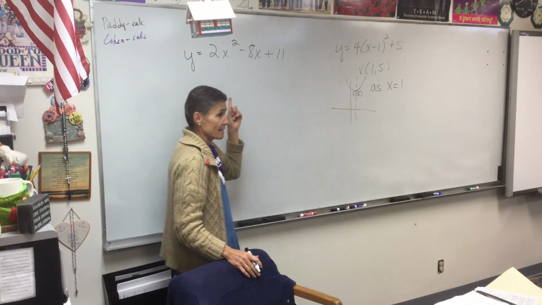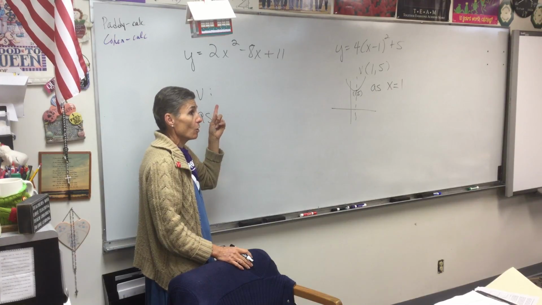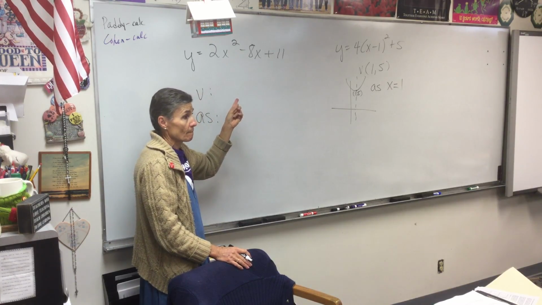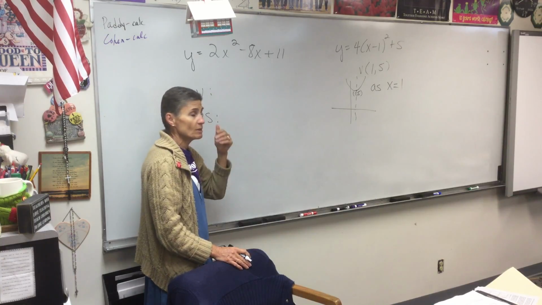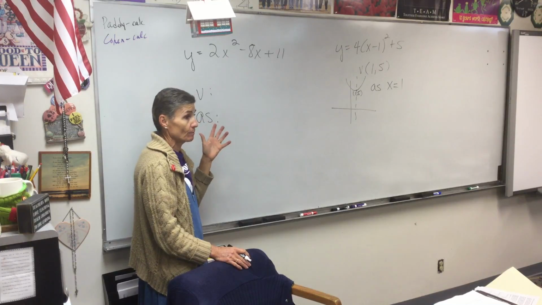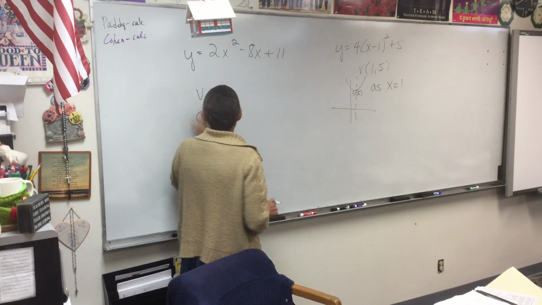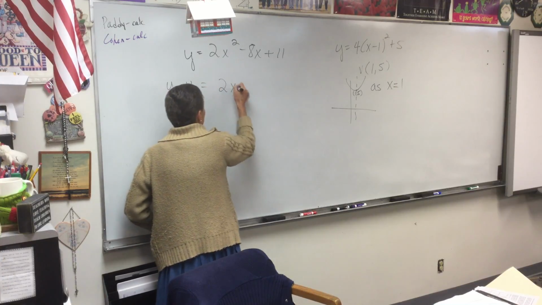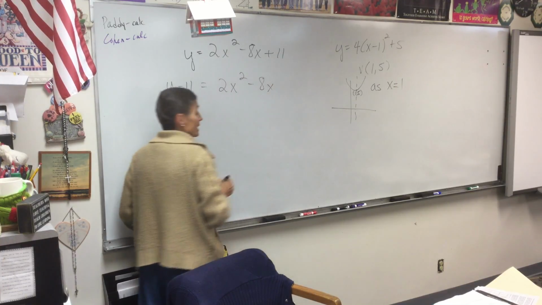But this doesn't look like that. So we'll start by trying to make it look like that. So what are the steps? This should be in your notes. What do we do to make that equation look like that one? We're going to subtract the 11.